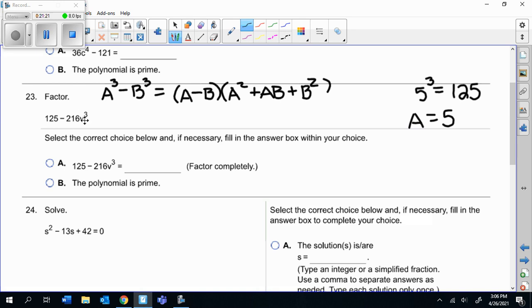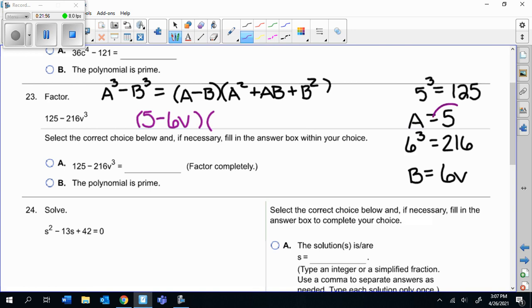What is being cubed here? Well, 6 times 6 times 6 is 216, or 6 to the 3rd power is 216. So the b in the formula is going to be 6v. Because then if I were to cube that, then I would get v to the 3rd power there for the exponent. And then you just plop it in. So a minus b. 5 minus 6v. The next part of the formula says a squared. So I'm going to take this right here and square it. 5 times 5 is 25.